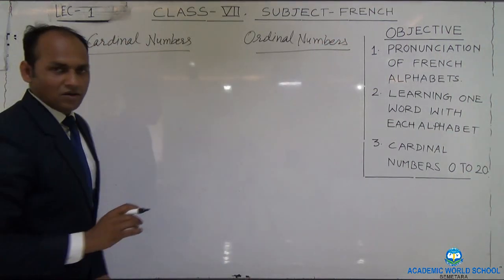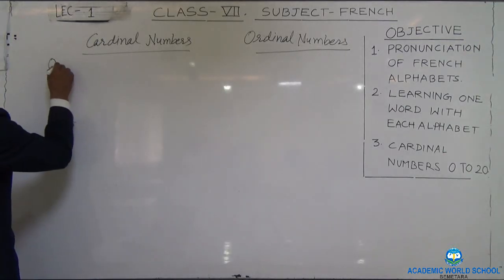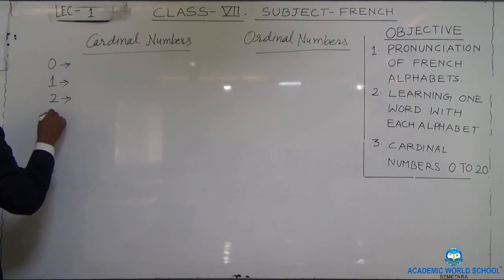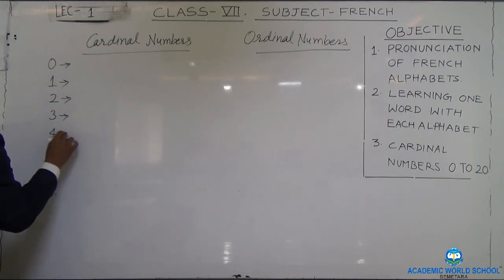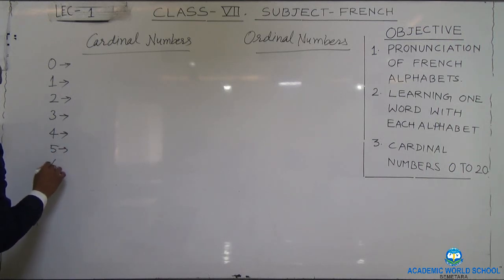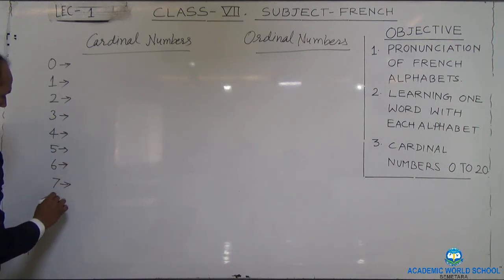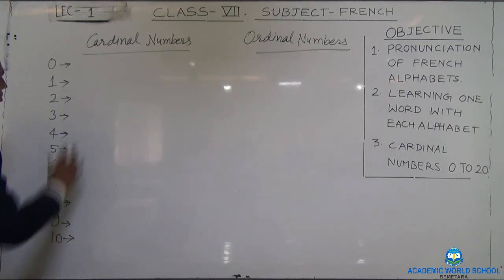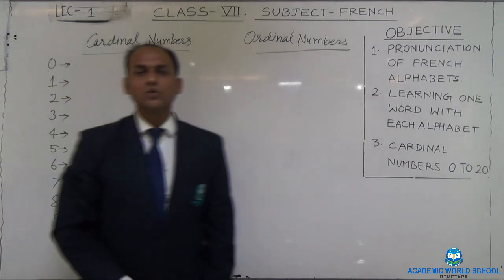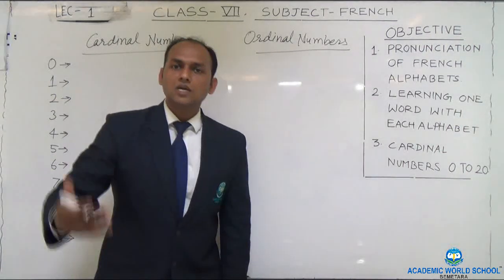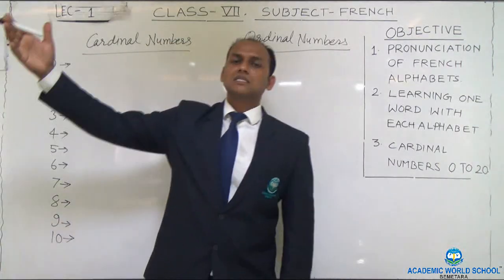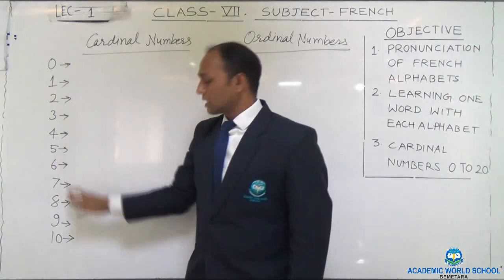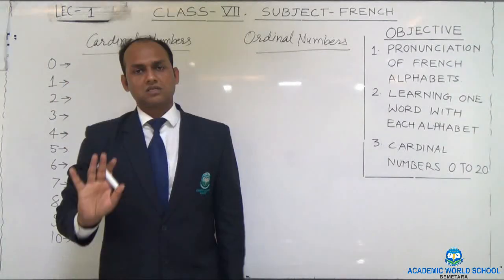Cardinal numbers. So these numbers starting from 0, 1, 2, 3, 4, 5, 6, 7, 8, 9, 10 and go on. Numbers like this are cardinal numbers.